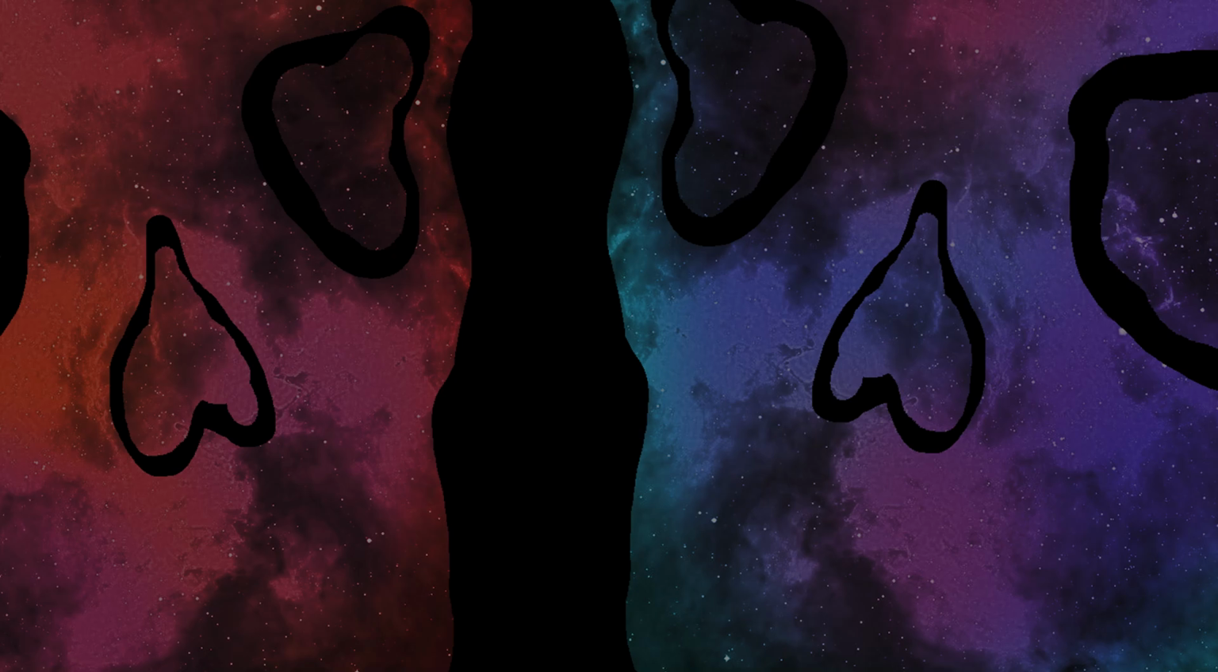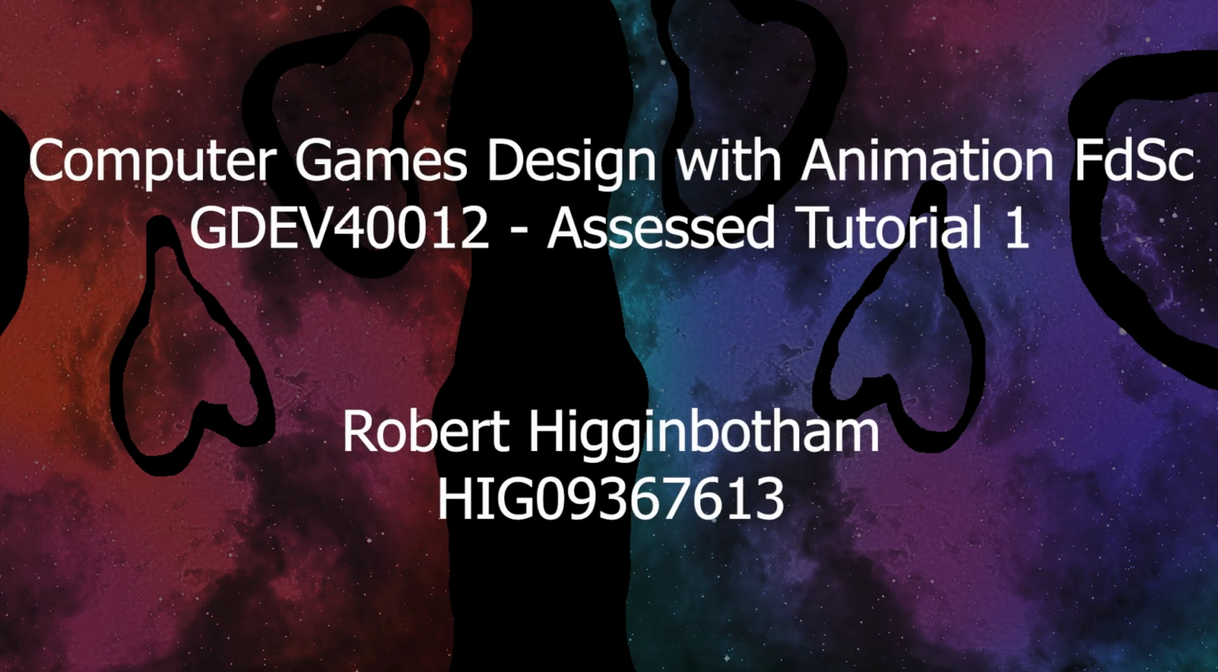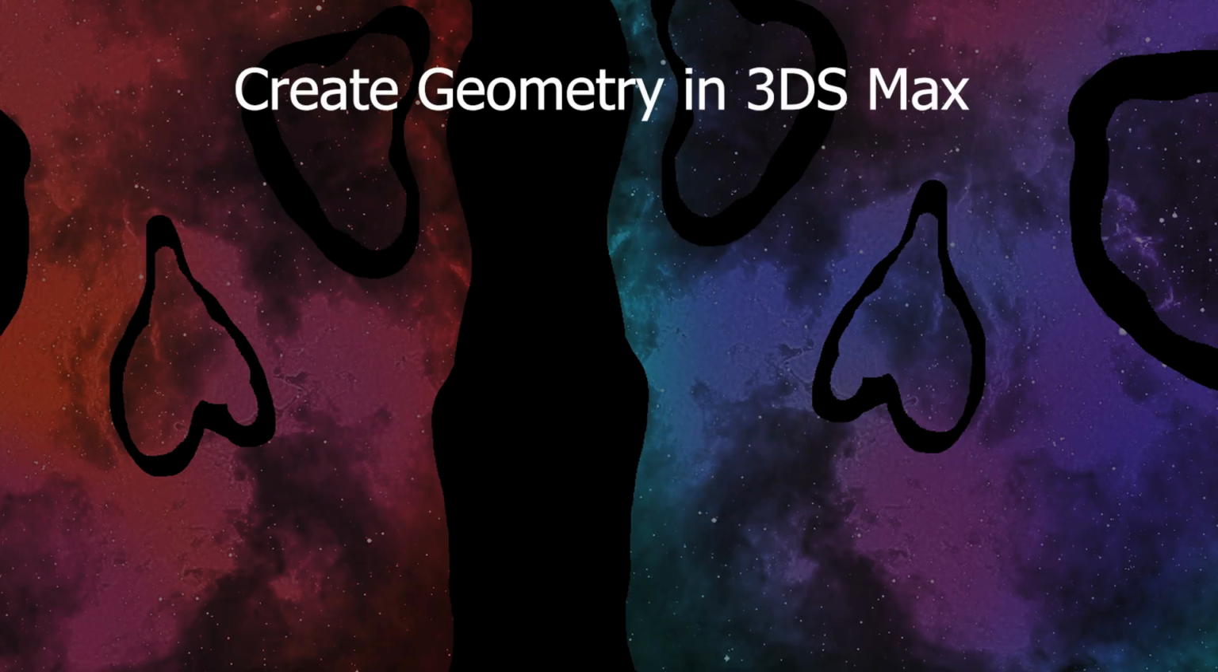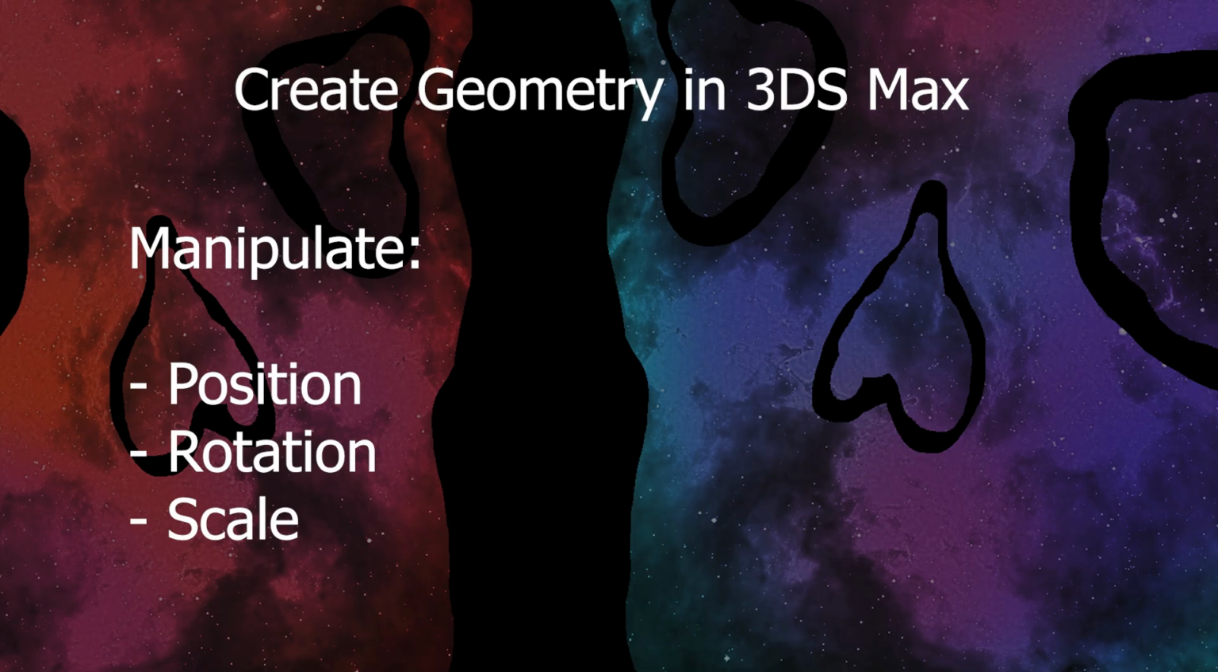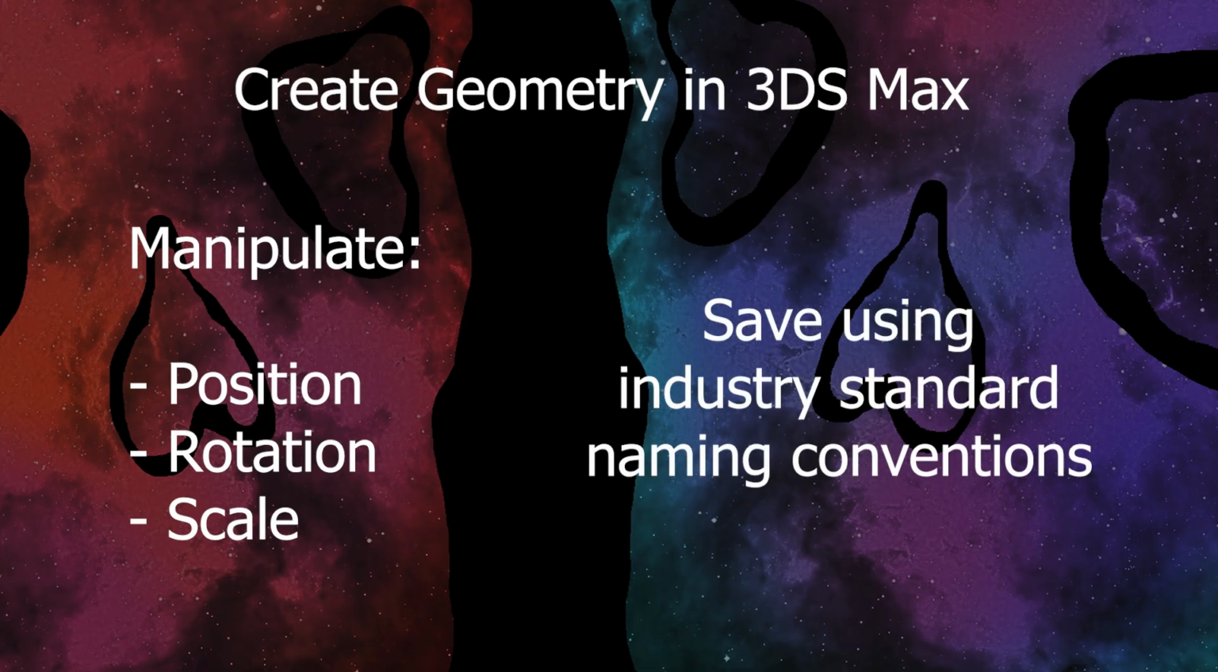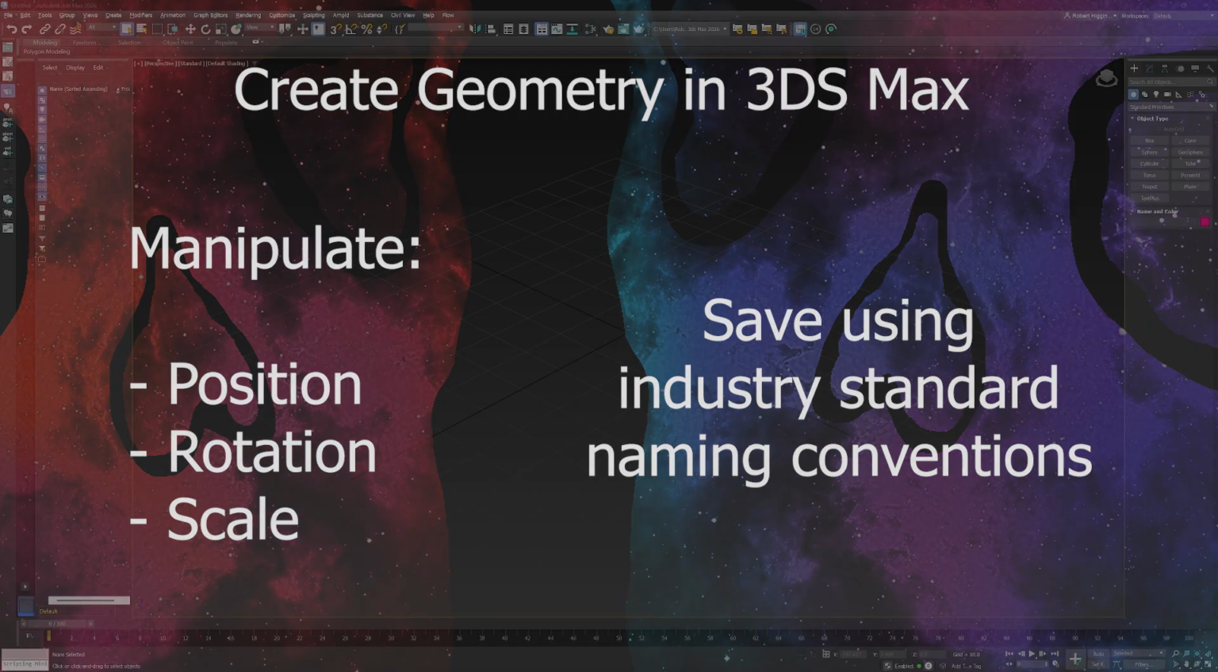Hello, my name is Robert Higginbotham, and in this video I'll be following and expanding on Assess Tutorial 1. The objective of this tutorial is to create geometry inside 3ds Max, manipulate its position, rotation and scale, and save it using industry standard naming conventions.